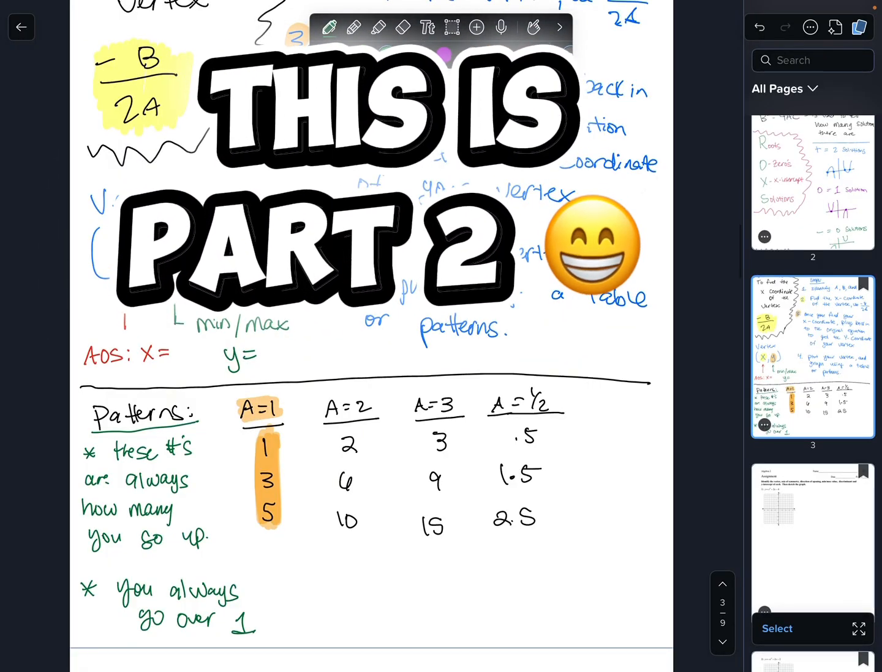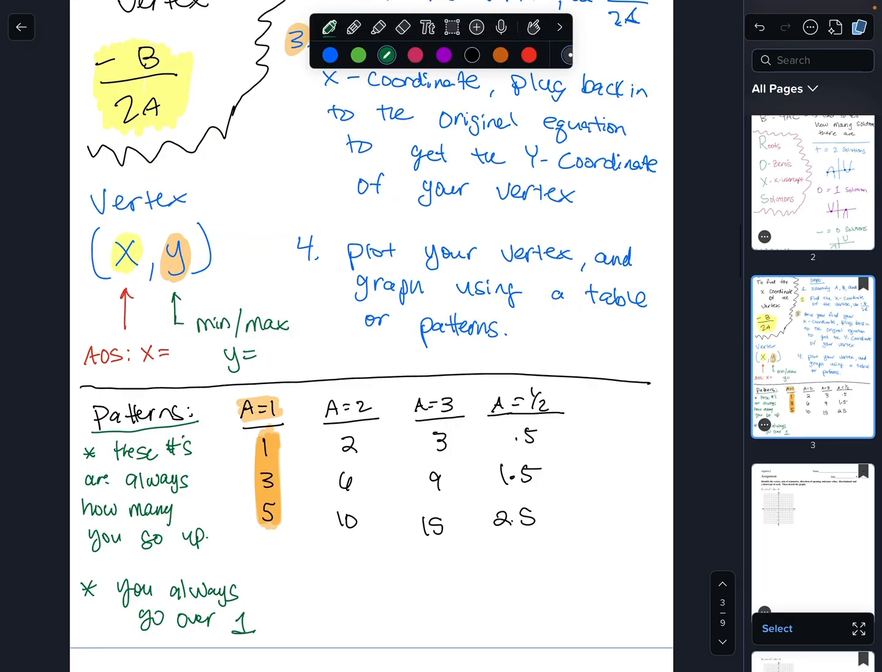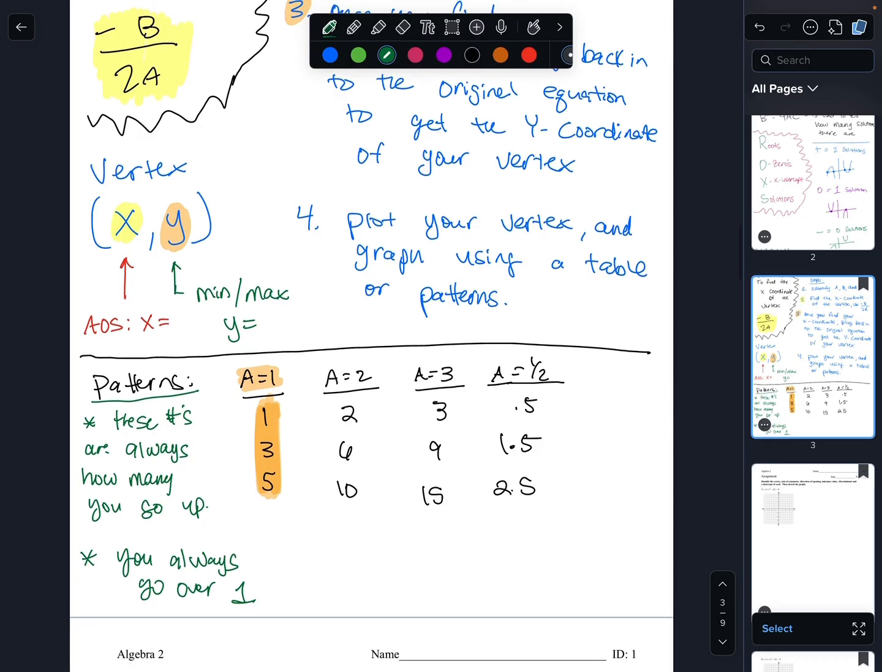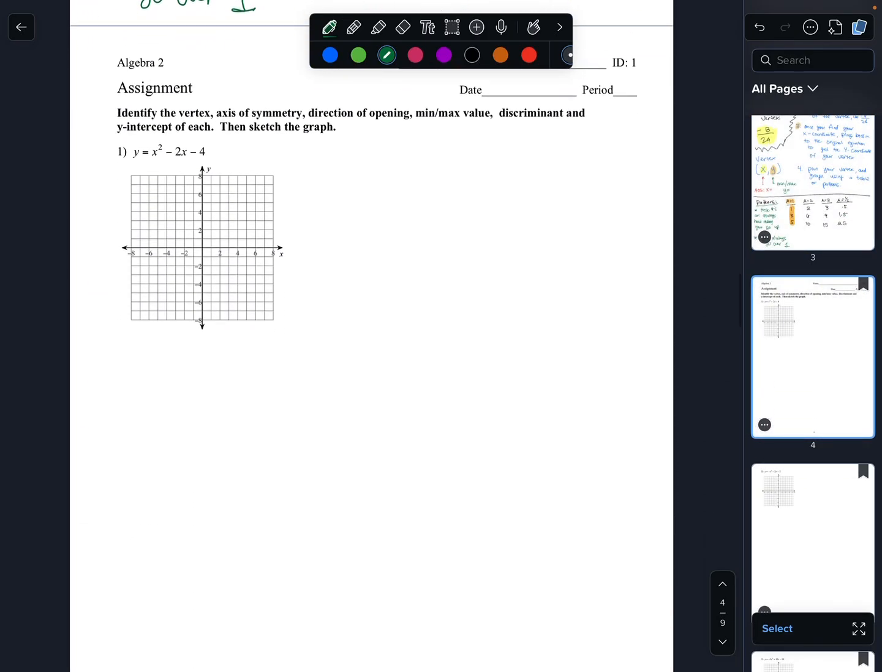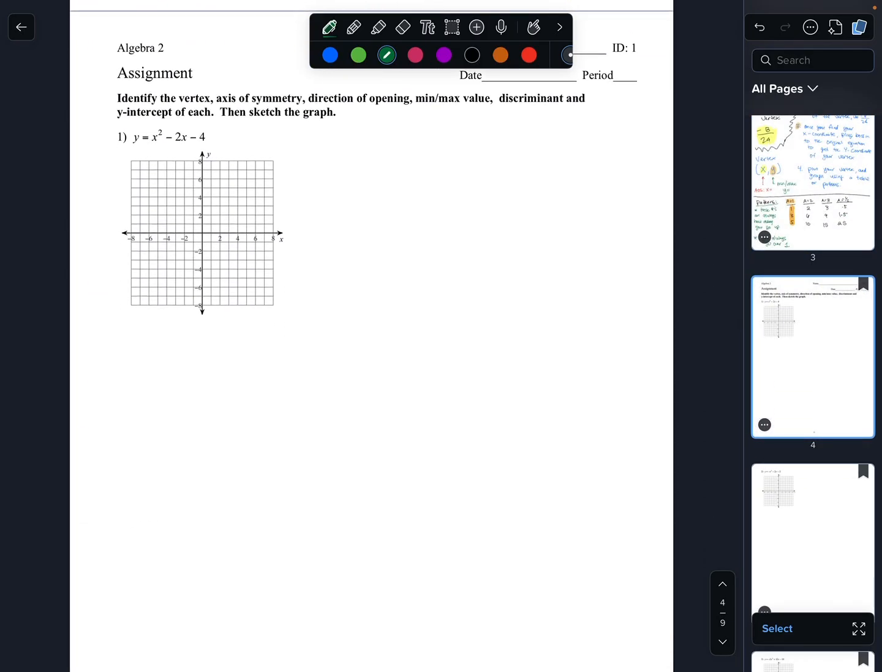Now that we've done that and we got this stuff all down, let's go ahead and apply what we've learned to some equations. So this is going to be our first one. And I'm just going to go ahead and jot down the stuff we have to find. We have to find our vertex. We have to find our axis of symmetry. Pretty much, what is the line that cuts our parabola down the middle?